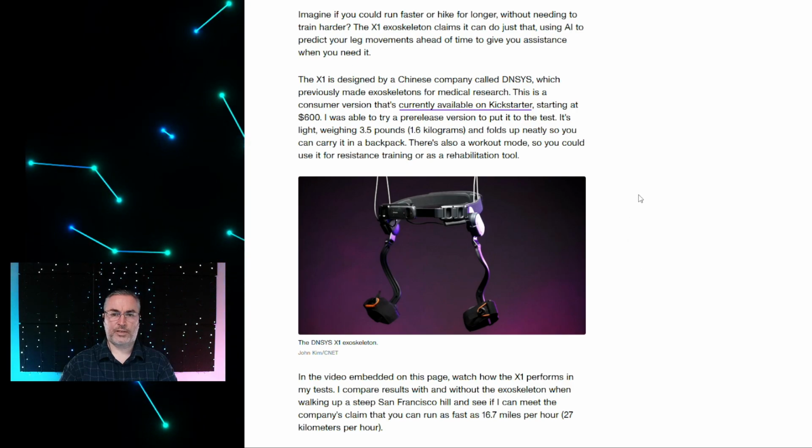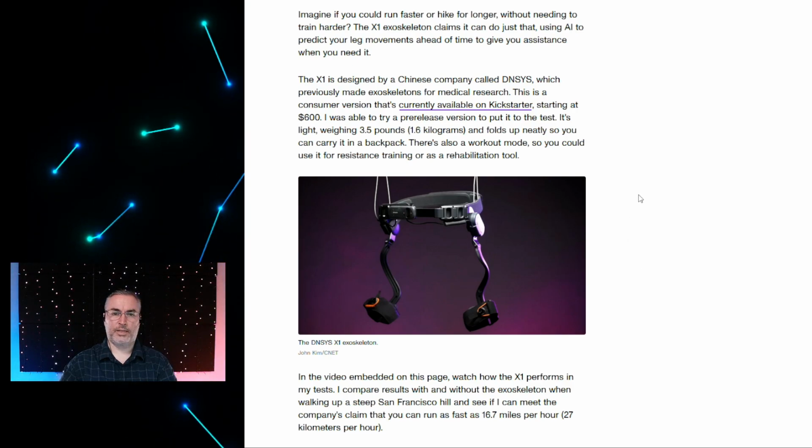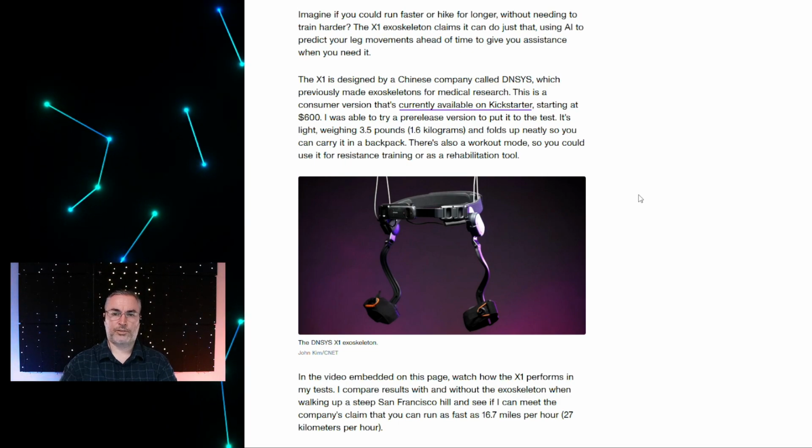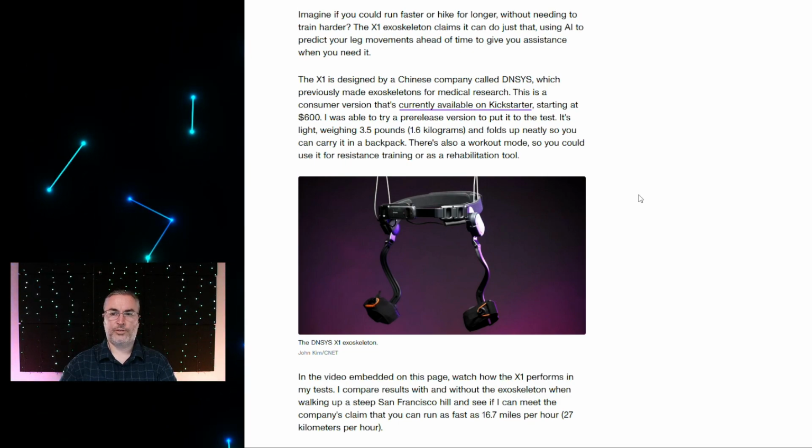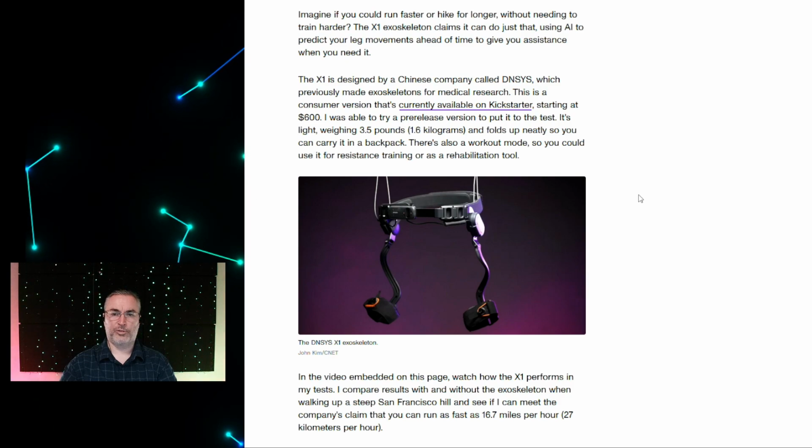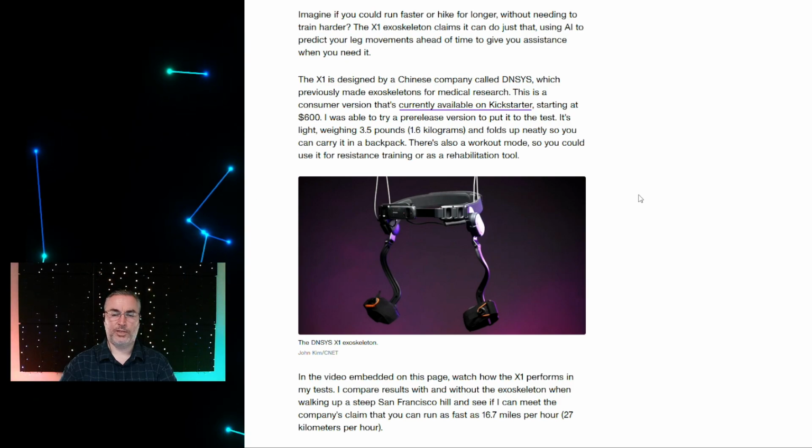So imagine you could run faster or hike for longer without needing to train harder. The X1 exoskeleton claims it can do just that, using AI to predict your leg movements ahead of time and give you assistance when you need it.